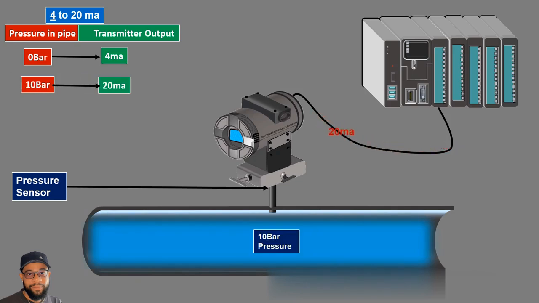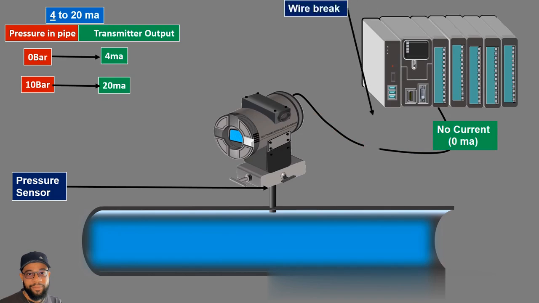So, if no current flows through the wire between the transmitter output terminals and the input card of the controller, it can be concluded that there is a break in the wire connected between the transmitter output terminal and input card of the controller.